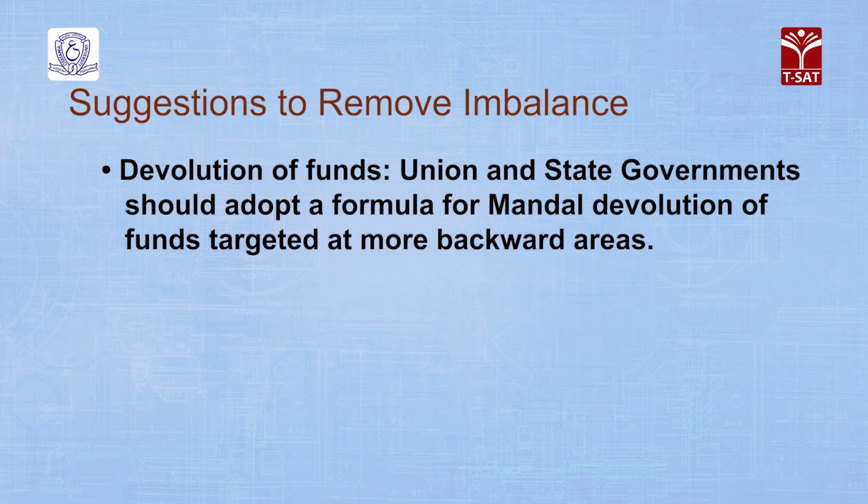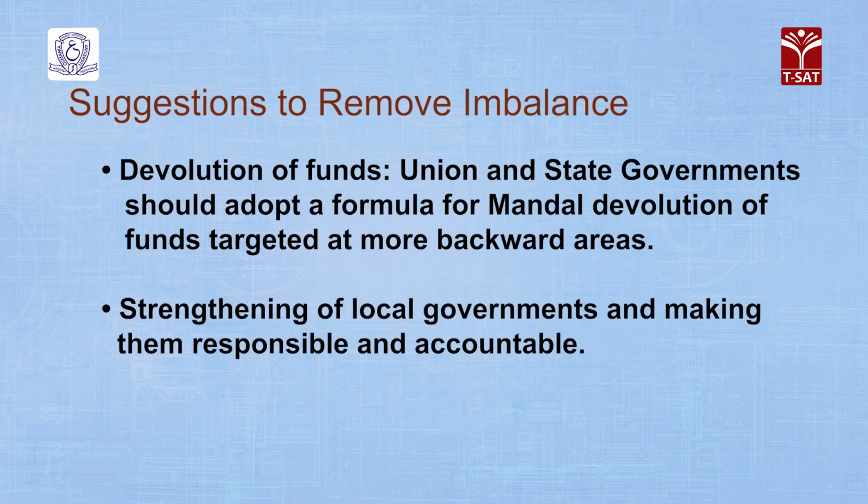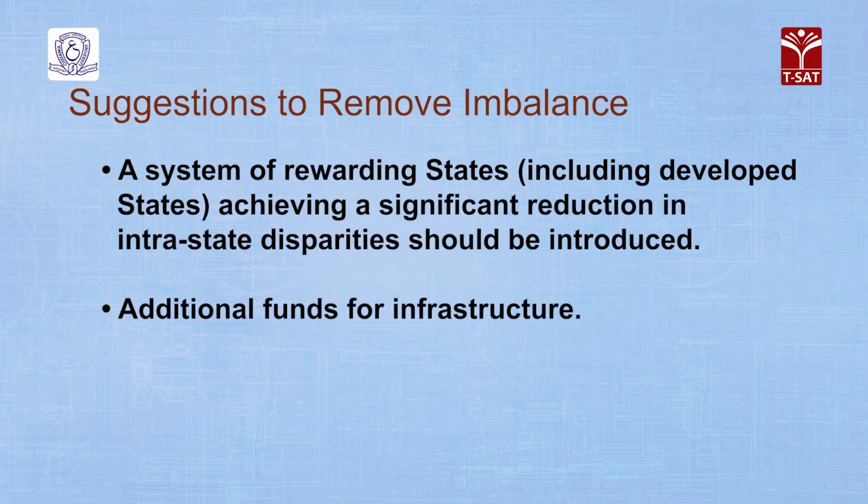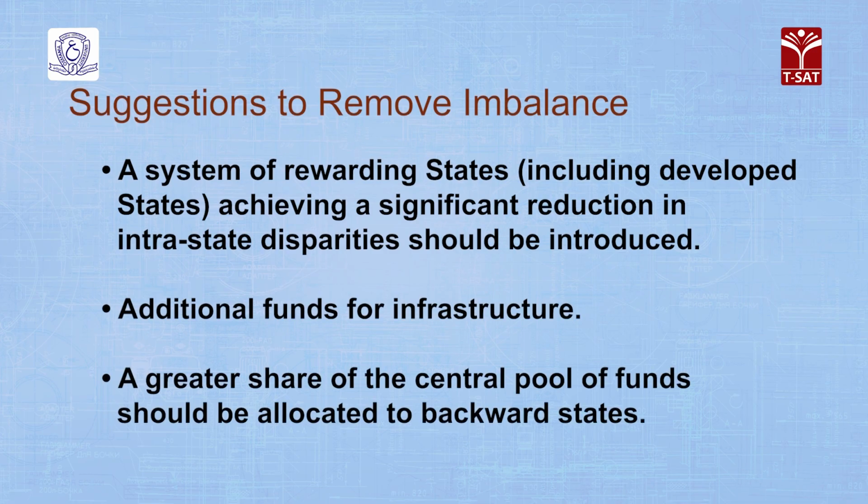Devolution of funds. Union and state governments should adopt a formula for mandal devolution of funds targeted at more backward areas. Strengthening of local governments and making them responsible and accountable. A system of rewarding states, including developed states, achieving a significant reduction in intrastate disparities should be introduced. Additional funds for infrastructure. A greater share of the central pool of funds should be allocated to backward areas.